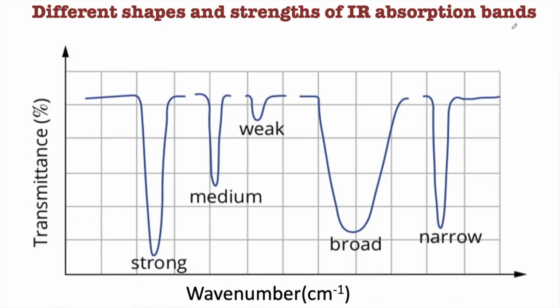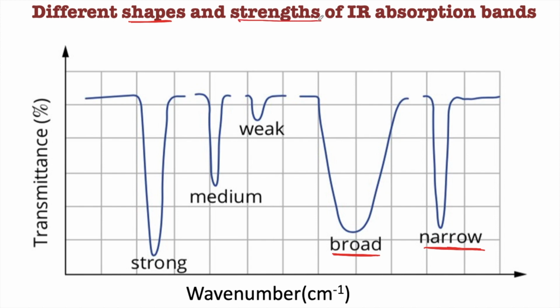Different shapes and strengths of IR absorption bands. First, if we talk about the shapes, we can have either broad absorption bands or narrow absorption bands. The shape of the band depends upon what type of atoms are present within the bond or within the sample molecule. We will be discussing all this in detail when I explain the interpretation part of the IR spectrum.